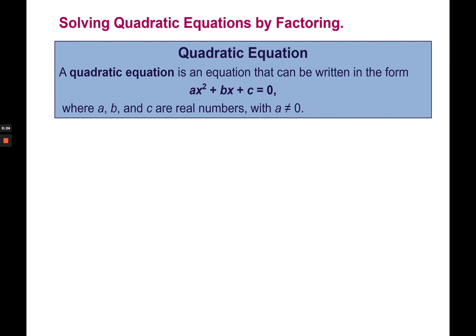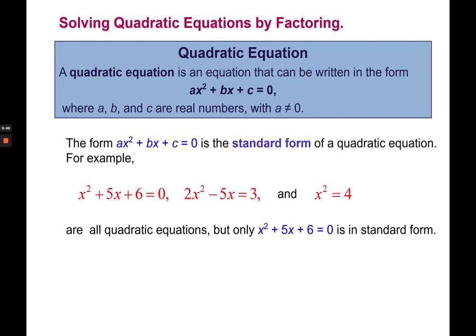A quadratic equation is an equation that can be written in the form ax squared plus bx plus c is equal to 0. A, B, and C are all real numbers, but A is not equal to 0. It can be positive or a negative number. Here you have examples of quadratic equations, but only the first one, x squared plus 5x plus 6 is equal to 0, is in standard form.